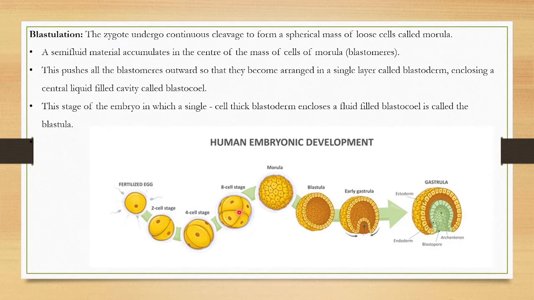Then it is converted to a ball of cells called the morula. It may be 16 cells, a congregation of many cells. All these cells are called the blastomeres. There will be a little bit of fluid inside the morula. That fluid pushes the central blastomeres towards the outside, creating a cavity inside.